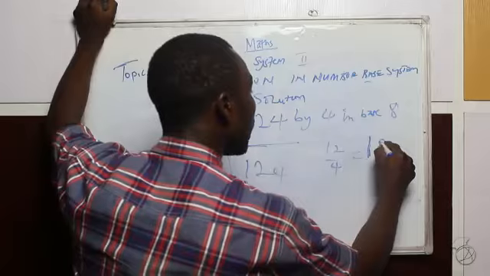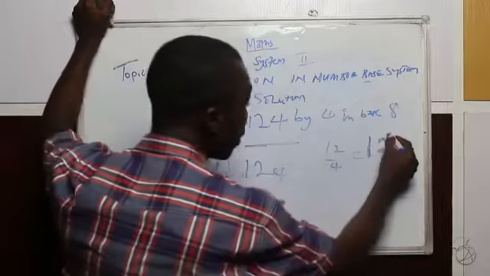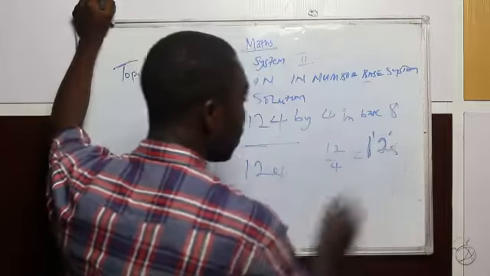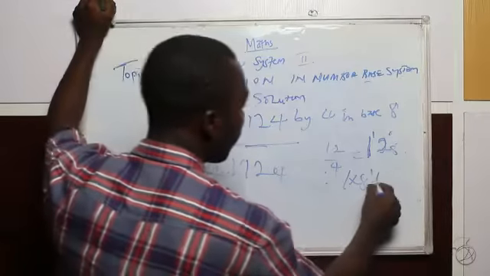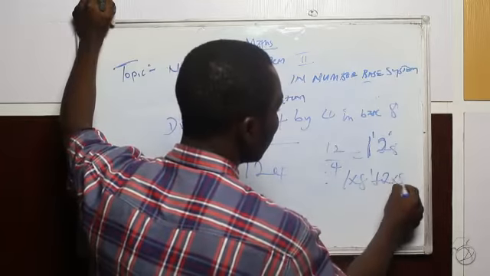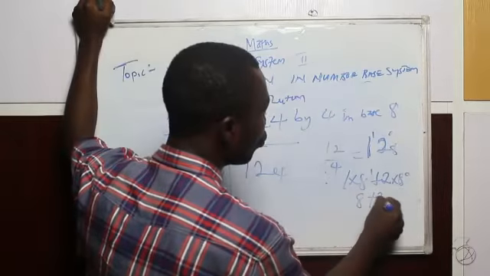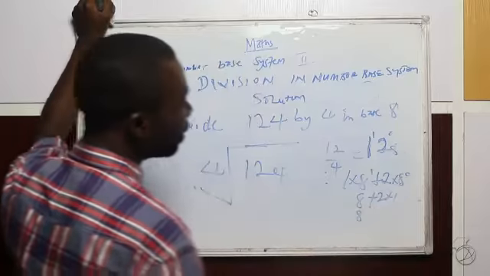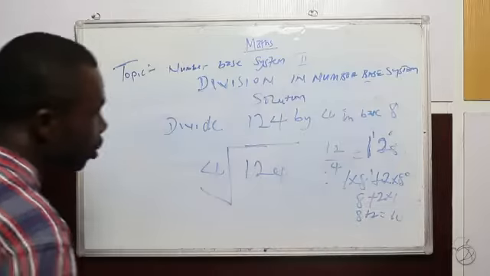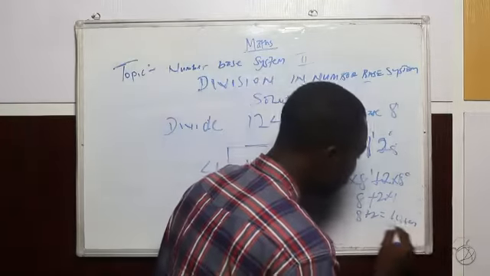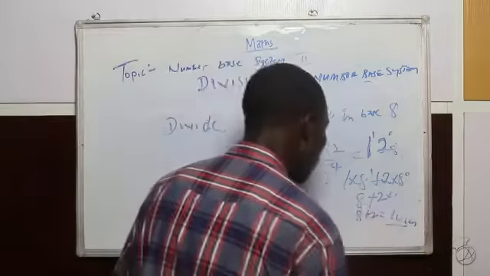Remember when we were doing expansion in number base system 1, we use 0, 1 here, and they are in base 8. Therefore, 1 times 8 raised to power 1 plus 2 times 8 raised to power 0. So 1 times 8 raised to power 1 will give us 8, plus 2 times 1, which will give us 8 plus 2, which is 10. So these are in base 10 now, so it's easy for us to divide. Because if it's not in base 10, we cannot divide.